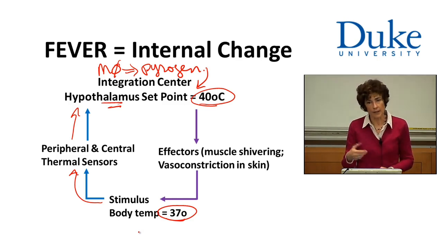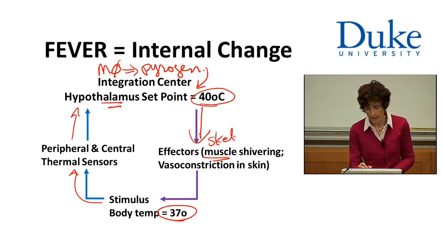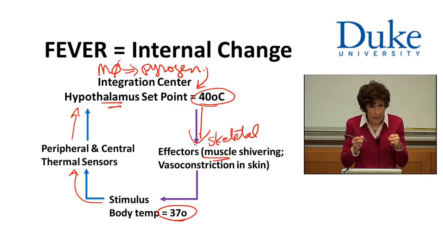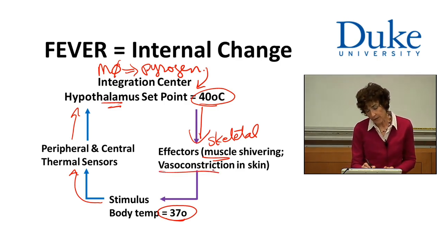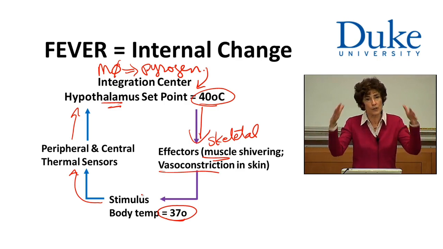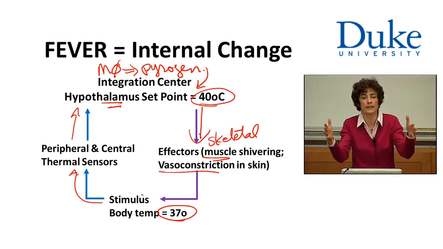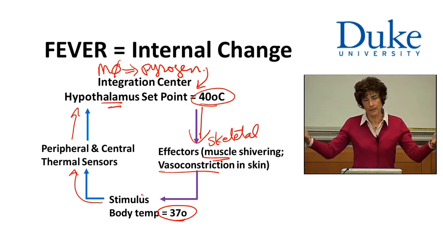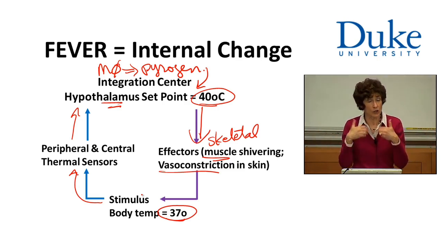It will send out an effector signal to the effectors, which are, again, our skeletal muscle. The skeletal muscle will start to shiver. We will have contraction and relaxation to generate heat. And we will have the vasoconstriction of moving blood away from the surface, underneath the surface of the skin, into deeper areas so that we do not radiate as much heat. The consequence is that we generate heat.